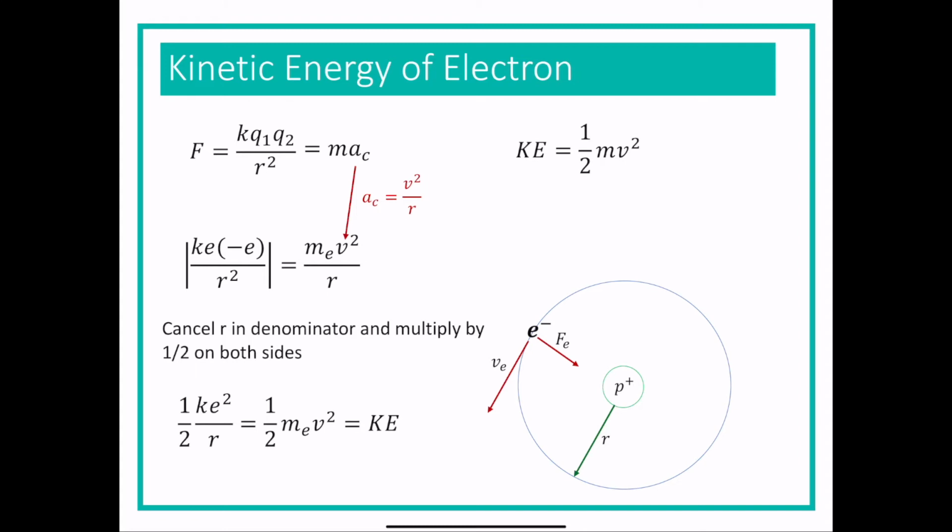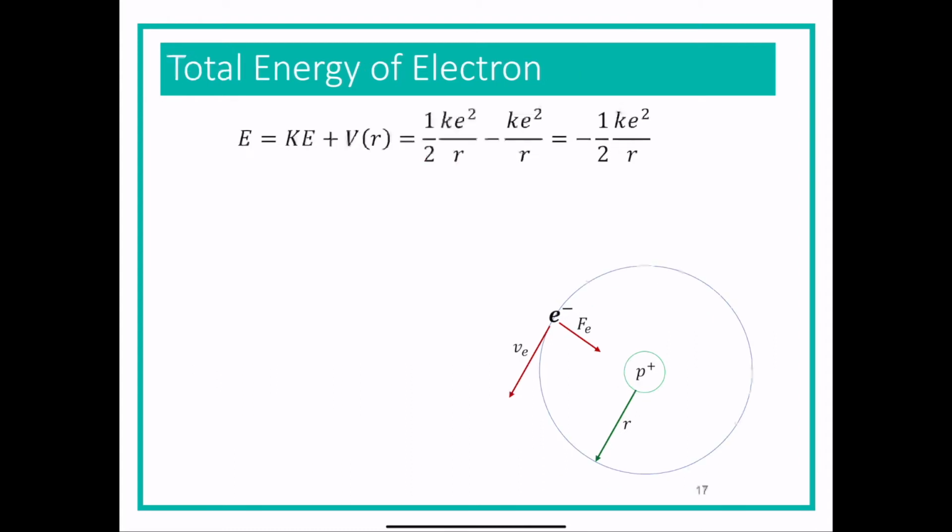Now we can put them together, and it looks really similar, in a way, to the potential energy. When we add them all up, the energy of an electron going around that circle is minus 1/2 ke squared over r.